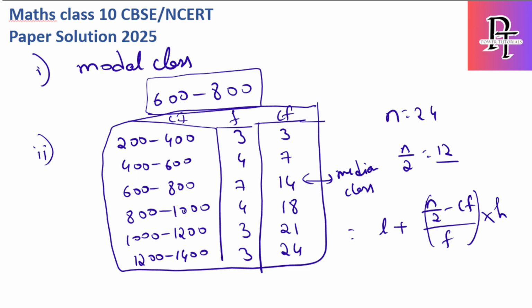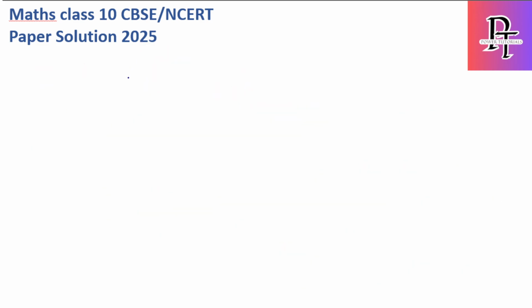So the L value of the median class is 600. So it is 600 plus n by 2, which is 12, minus CF. CF is not this frequency, you have to write the one before, so it is 7, by f value, the frequency of the median class, which is 7, into h, which is 200. So it is 600 plus (12 minus 7 is 5) by 7 into 200. So it is 600 plus 1000 by 7.